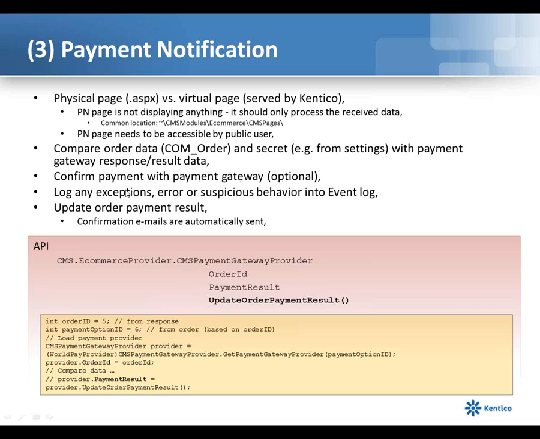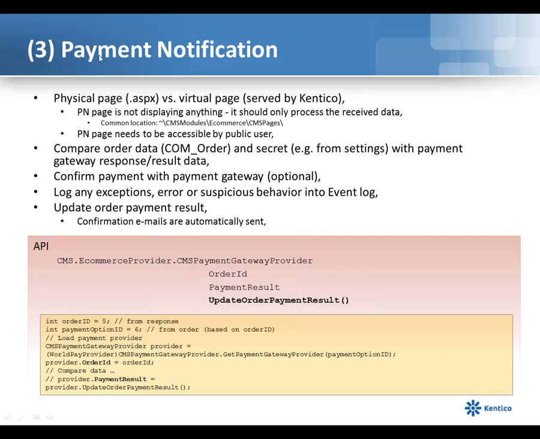A good idea is actually to log any exception, error, or just any suspicious behavior into the event log within our payment notification page. It might help us to track down some issues or just to debug what's actually happening behind the scenes. And then of course we want to take advantage of the payment result implementation in Kentico and update the order. Upon doing so, confirmation emails are sent automatically from the system if they are enabled.